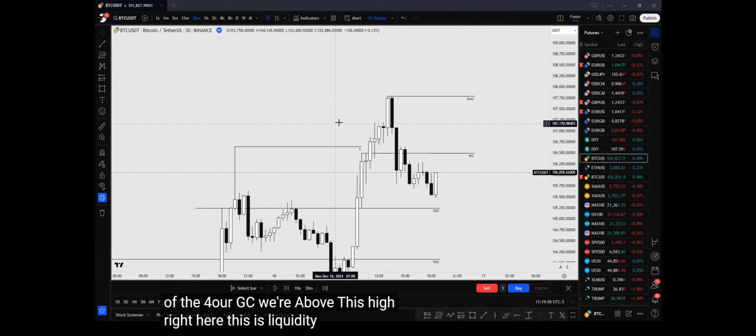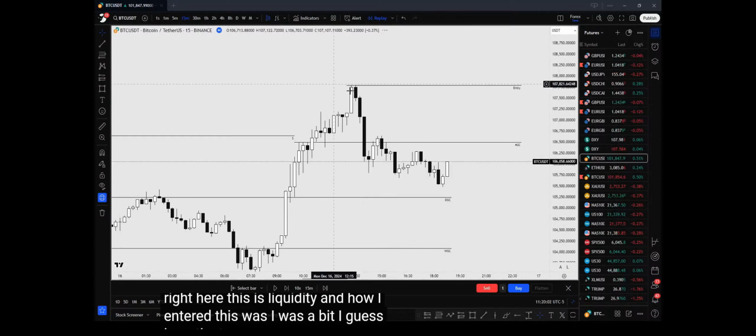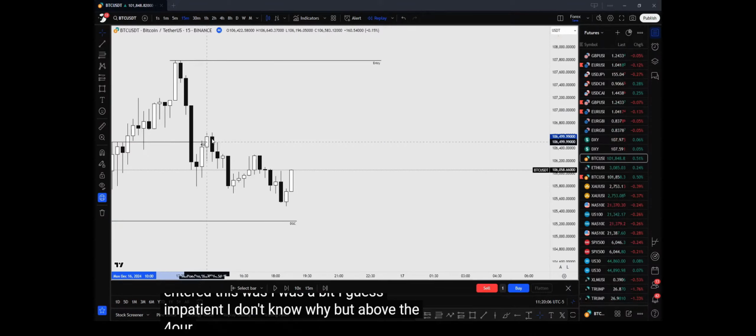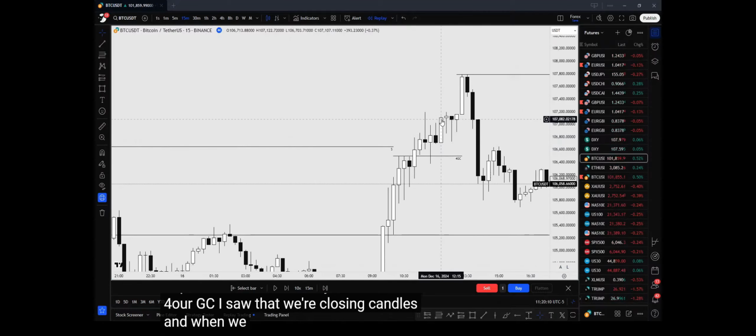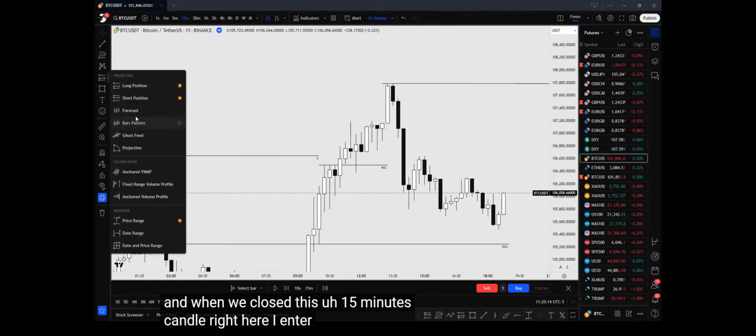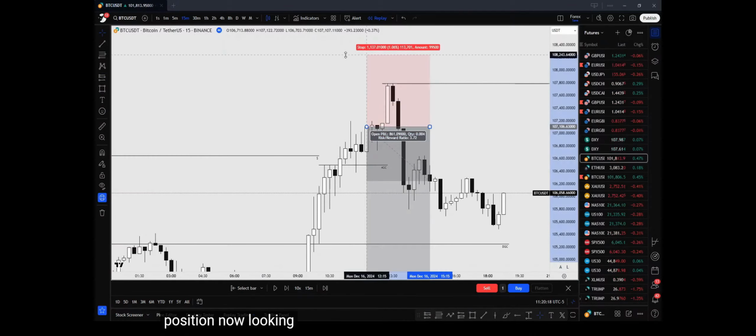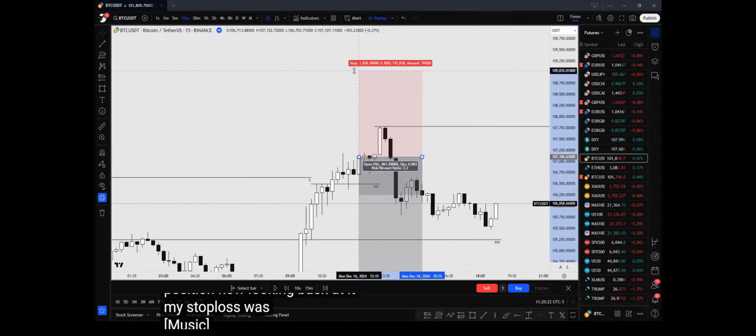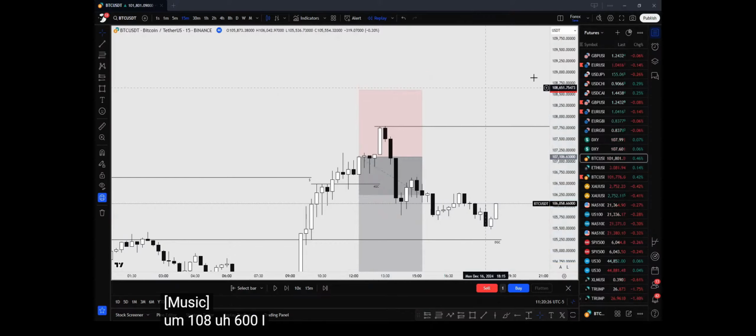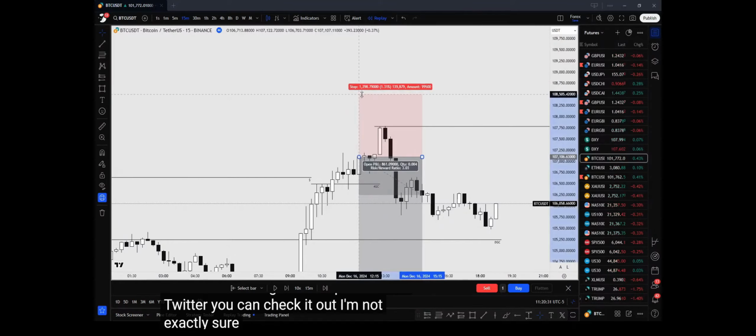This is liquidity. And how I entered this was, I was a bit, I guess, impatient. I don't know why, but above the 4-hour GC, I saw that we're closing candles. And when we closed this 15-minute candle right here, I entered the position. Now looking back at it, my stop loss was 108,600, I guess. I posted it on Twitter. You can check it out. I'm not exactly sure. It was 500, 600, something like this.